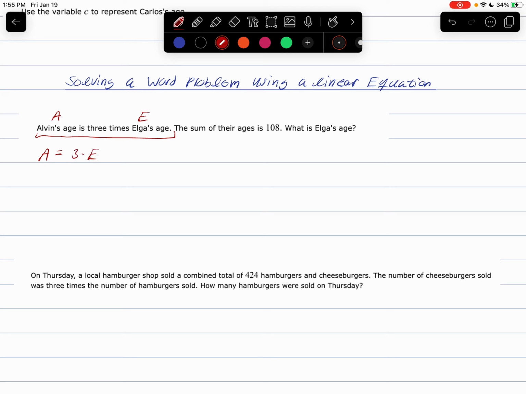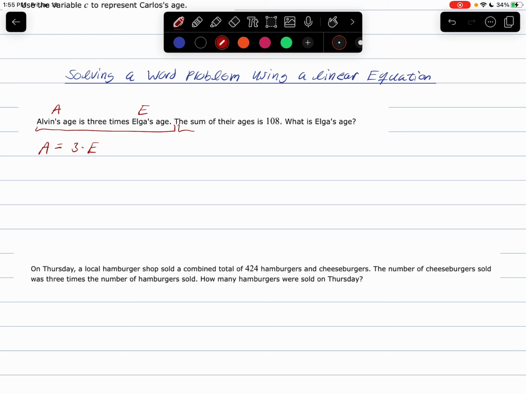So that's something that we know, and we've written this down as an expression: A is equal to 3 times E. We also know that the sum of their ages is 108. If we isolate just this part, the sum of their ages is 108, we can write this as A plus E equals 108. We want to figure out what is Elga's age. You might look at this and think, oh gosh, how do you relate these two together to find this? It really isn't that bad at all.